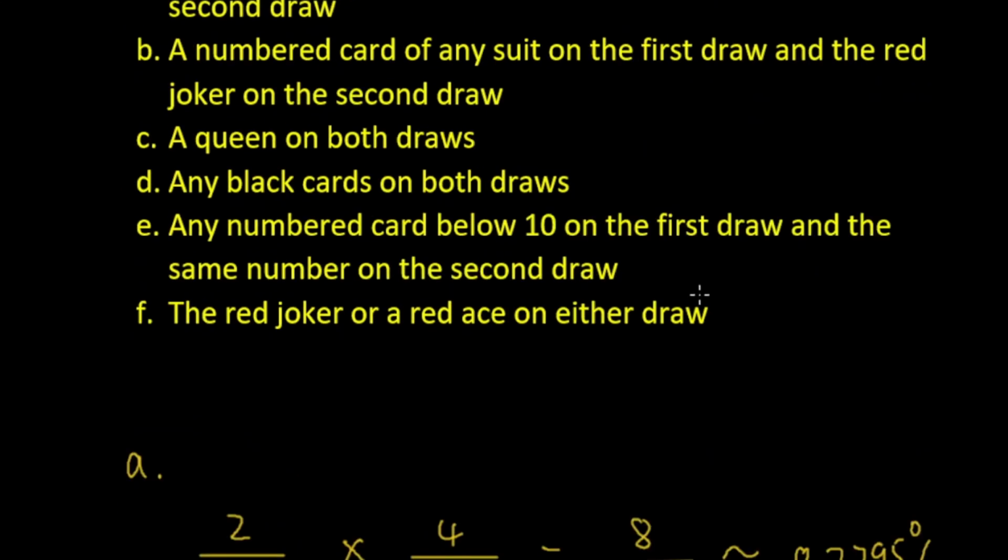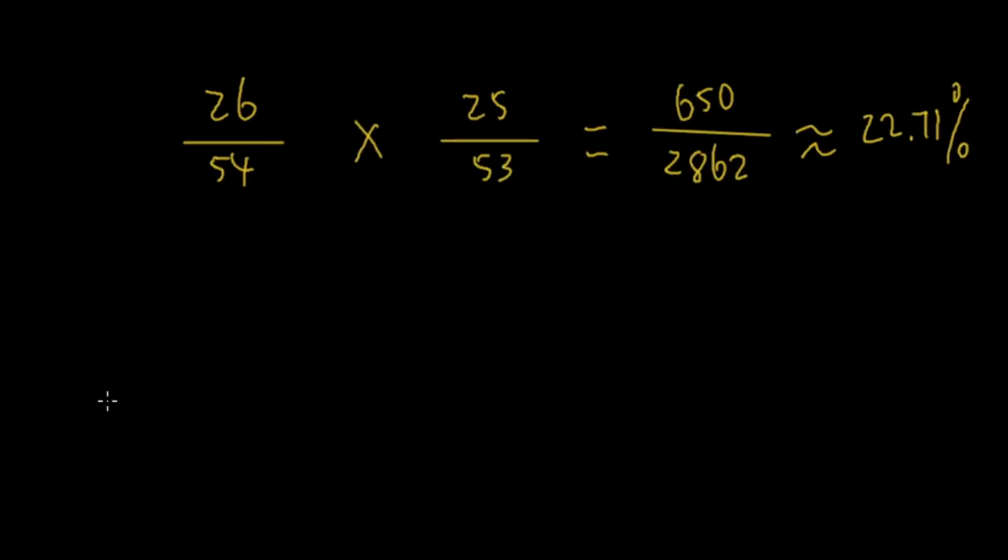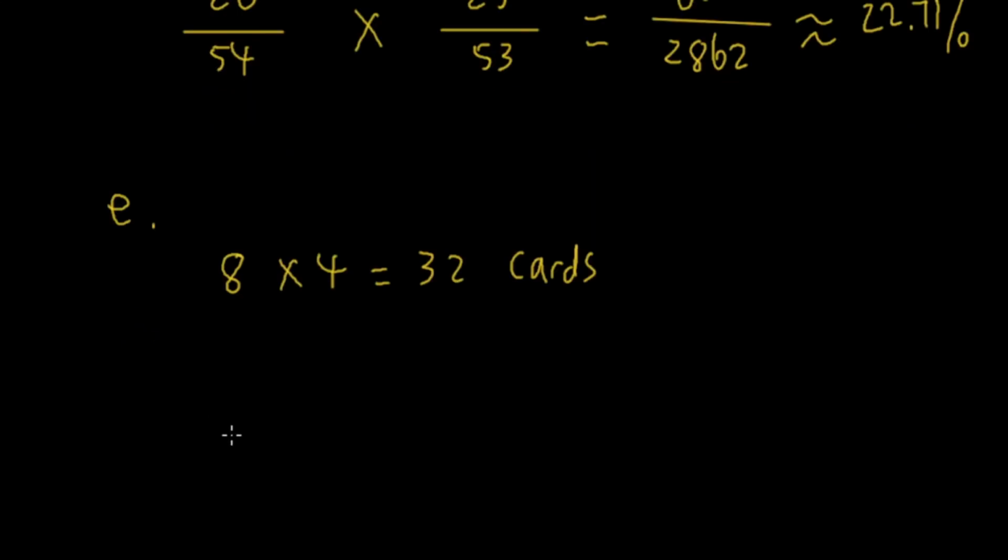Any number card below 10 on the first draw and the same number on the second draw. So part E, when they say any number below 10, that means it does not include 10. And again, ace does not count as a number in this situation. So you really have only 2, 3, 4, 5, 6, 7, 8, 9. So there are 8 types of number, and each number has 4 suits. So that would be 32 cards that could be a possible outcome that you want. So on the first draw, there are 32 possible outcomes that you want, and there are 54 cards you can draw from.